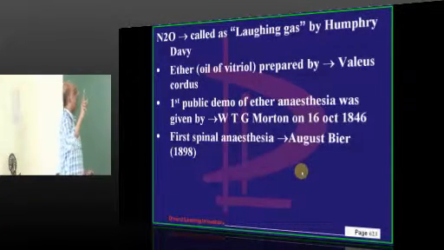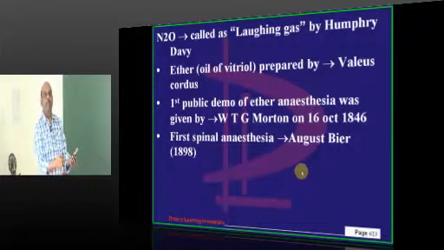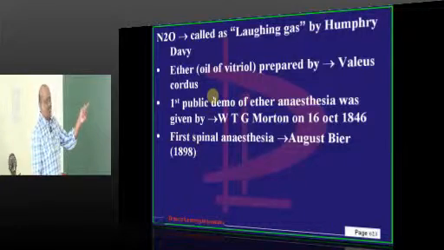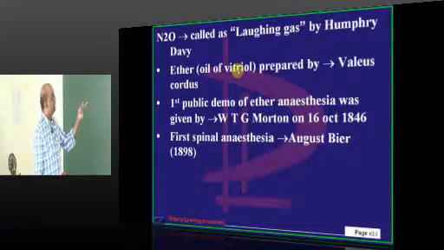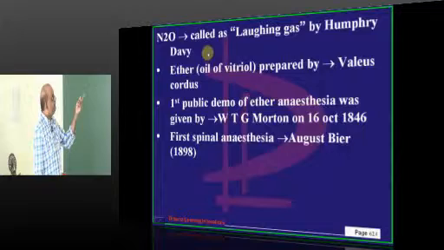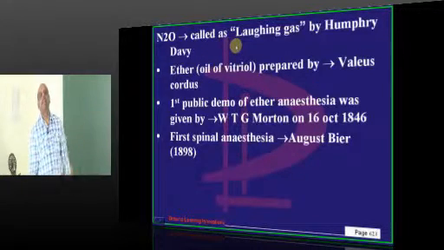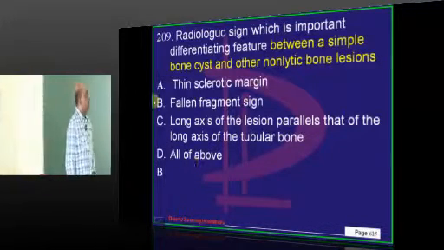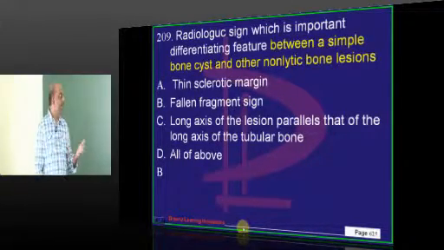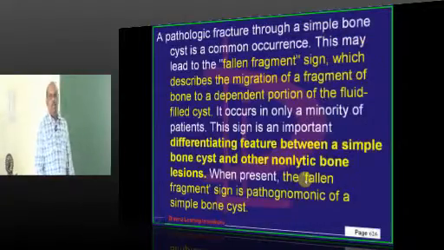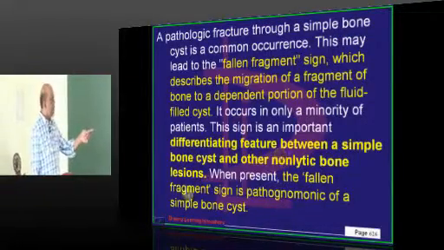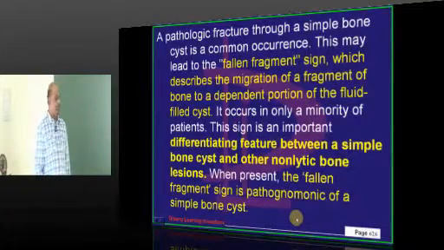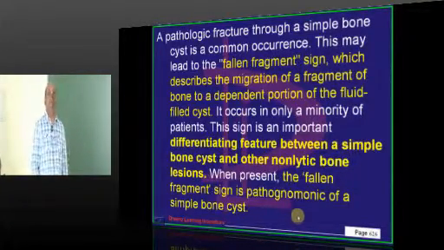But Bier is the guy who did, first time he poked needle and did spinal anesthesia. And Valerius Cordus prepared the ether, and Humphry Davy discovered that nitrous oxide can lead to laughing. Now, simple bone cyst, non-lytic lesion, how do you differentiate? There is a classical sign called fallen fragment sign which will differentiate between the two, which is very important, which is pathognomonic of simple bone cyst.